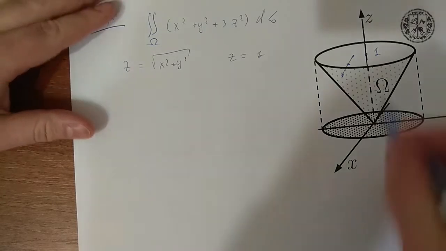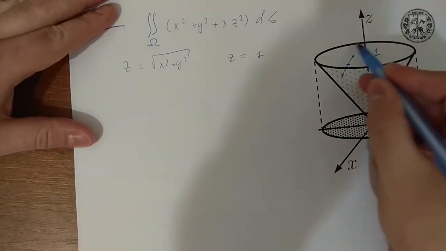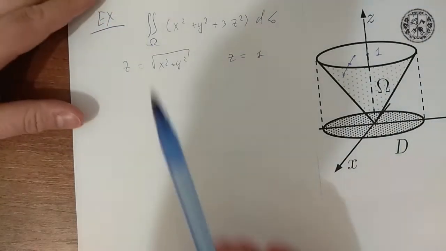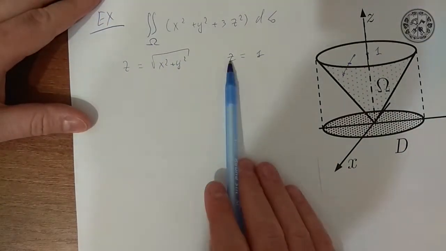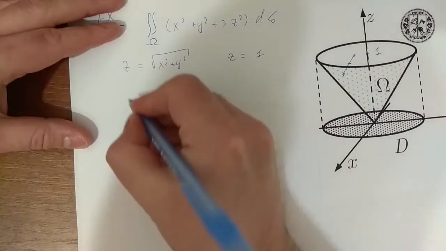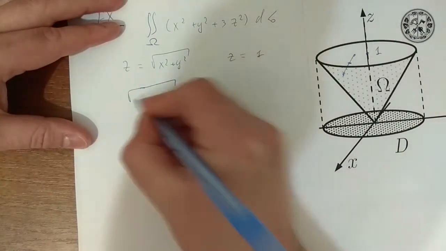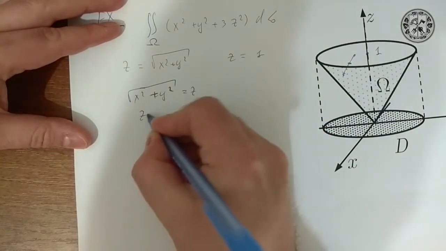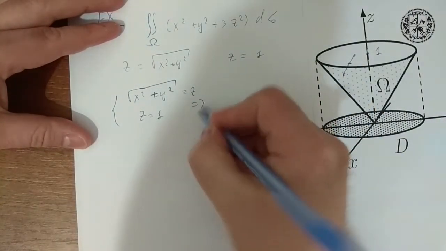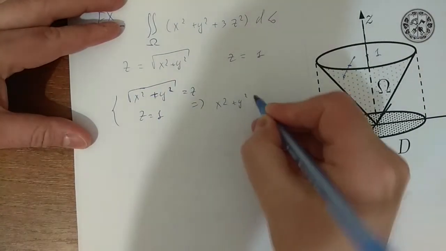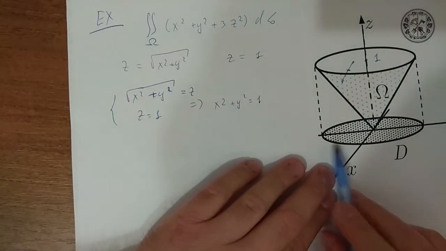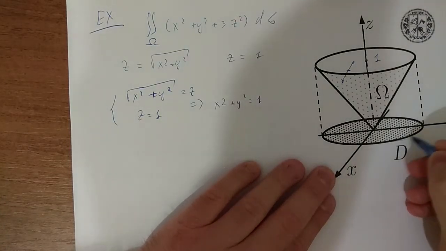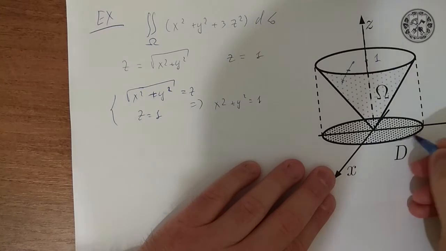So we need to find this line. This is an intersection of z equals square root of x squared plus y squared and z equals 1. So we can write a system of equations, and z equals 1. So from here, x squared plus y squared equals 1 is the equation of this circle, the line that is around this projection.